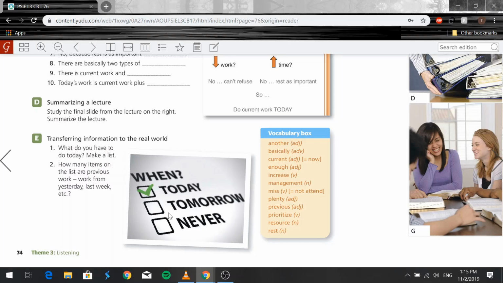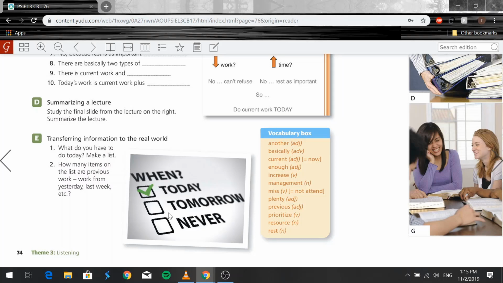We have transferring information to the real world. What do you have to do today? Make a list. So this is for 1, just simply make a to-do list, right? And for 2, how many items on the list are previous work, work from yesterday, last week, etc.